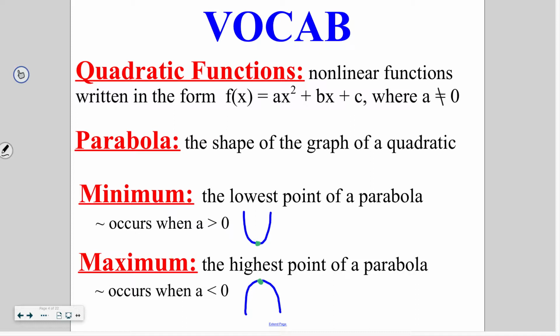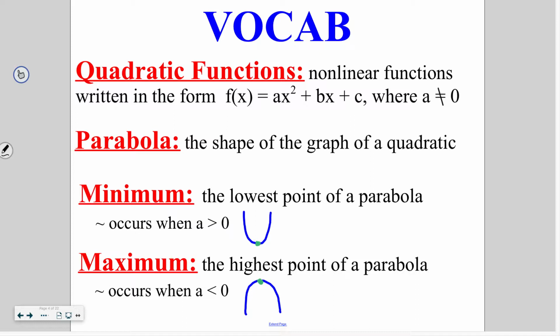A parabola, that is what we use to describe the shape of a quadratic function. If you look at those two blue shapes down at the bottom, both of those are parabolas. That is how a quadratic function looks when graphed.